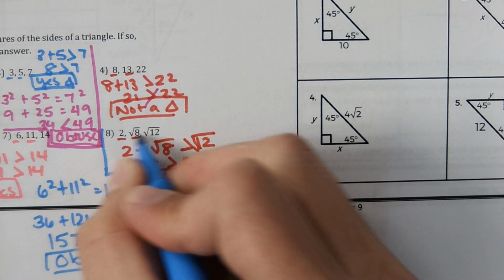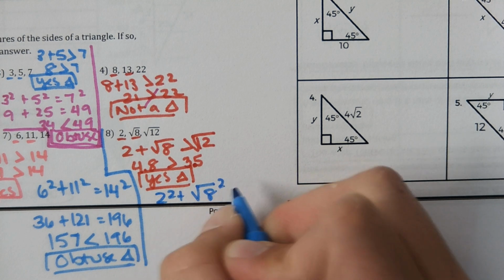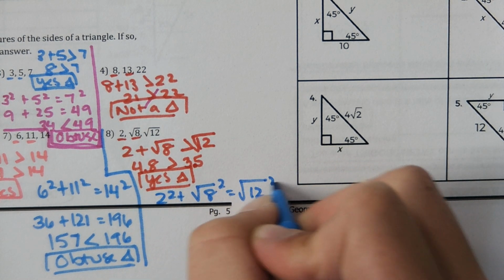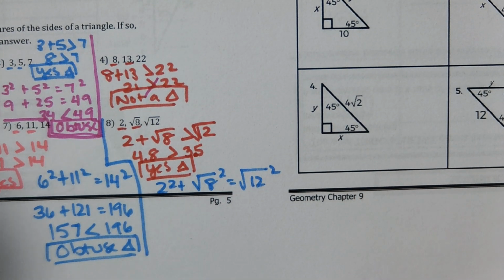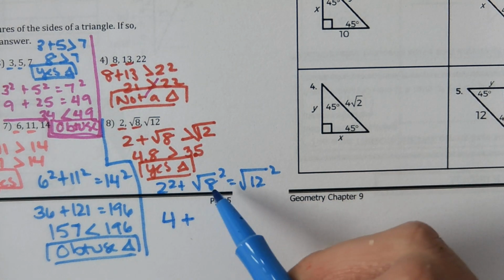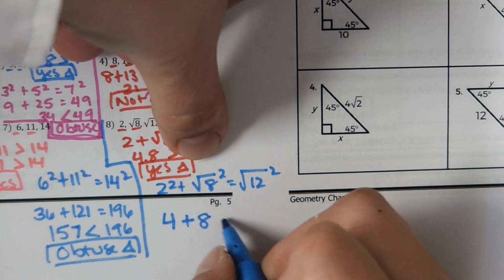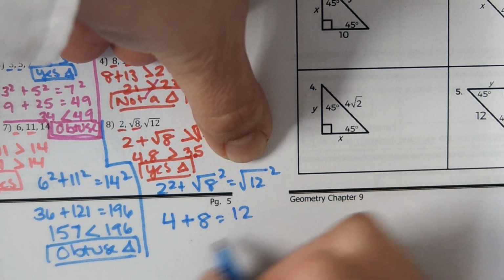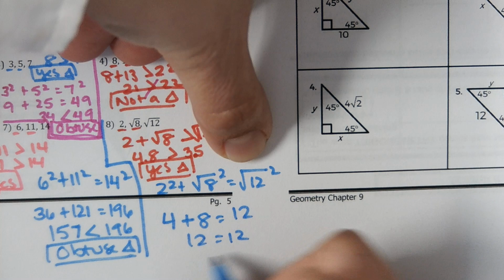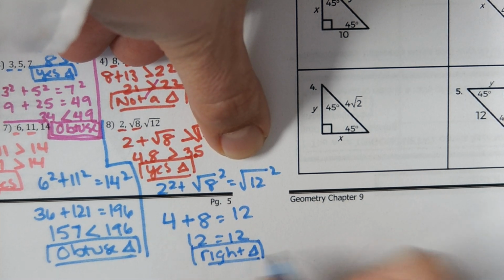And then using Pythagorean theorem to see what happens. 2 squared plus square root of 8 squared equals square root of 12 squared. So 2 squared is 4. Square root of 8 squared, it actually just comes out to 8, which makes sense. And then square root of 12 squared would just be 12. And 12 does equal 12. Cool. So that would be a right triangle, because it's equal.